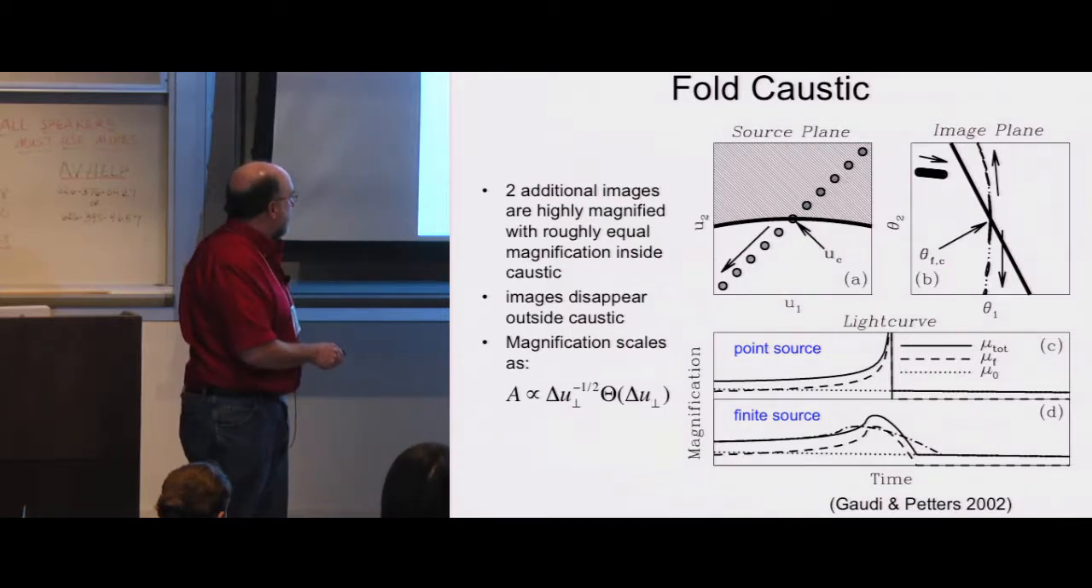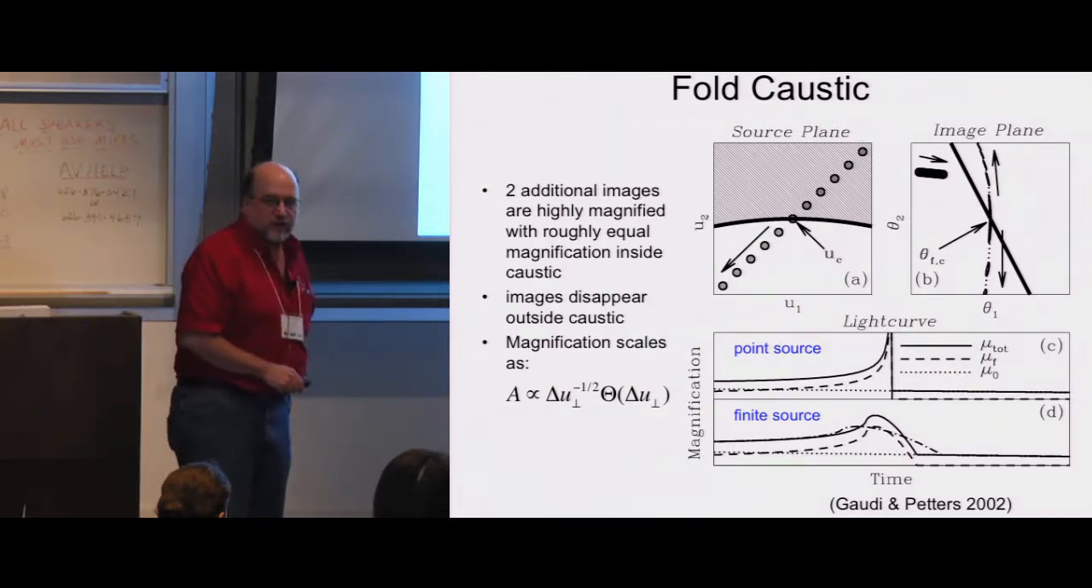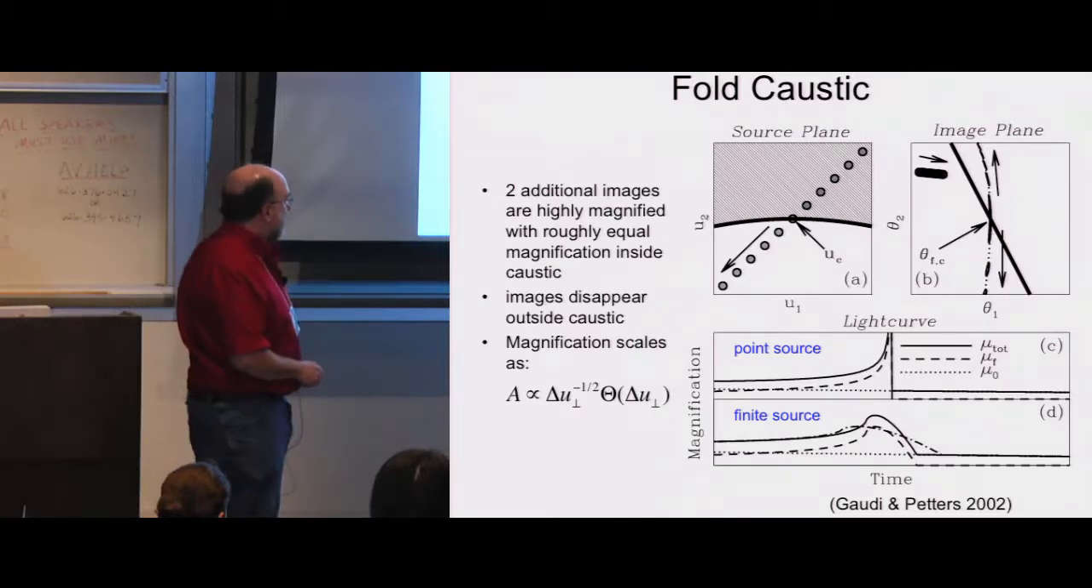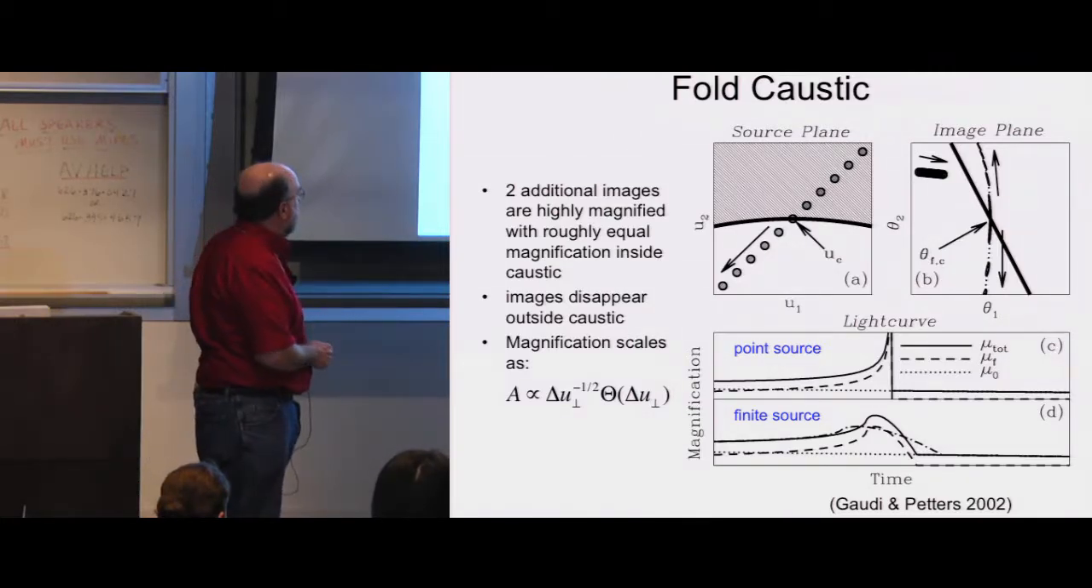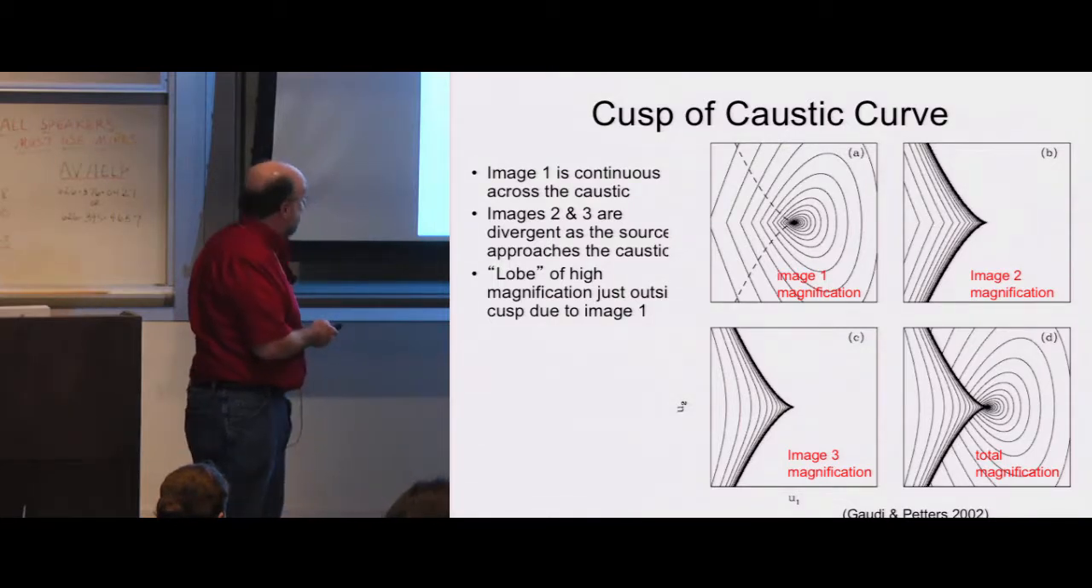And then these are like finite source effects for those 2 images. And if you have a larger source, you get a longer time scale. But you get these characteristic features of a limb-darkened source crossing the caustic. All right, so the cusp situation is a little bit different. This is now magnification contours at the location of a cusp.